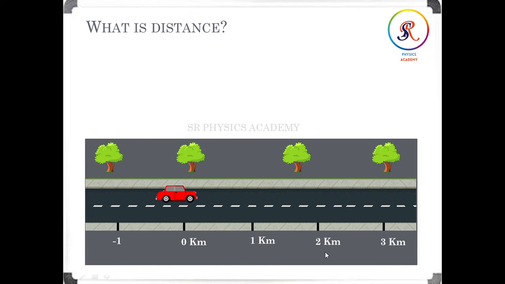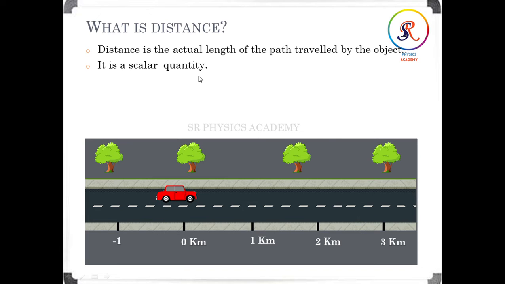Now, we will discuss one by one what distance is. Distance is the actual length of the path travelled by the object. That means the length of any path travelled by an object is called distance. Distance is a scalar quantity because it has only magnitude, no directions. Distance travelled by a body can never be zero.